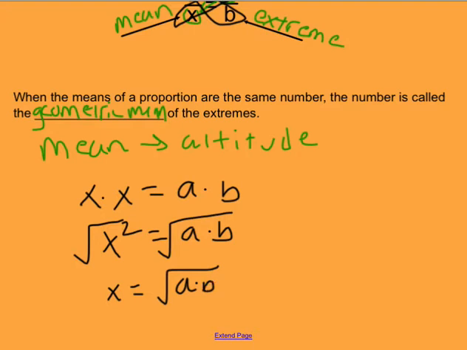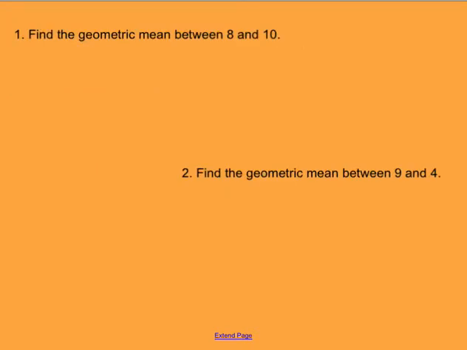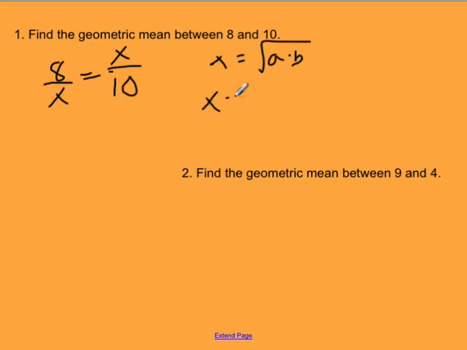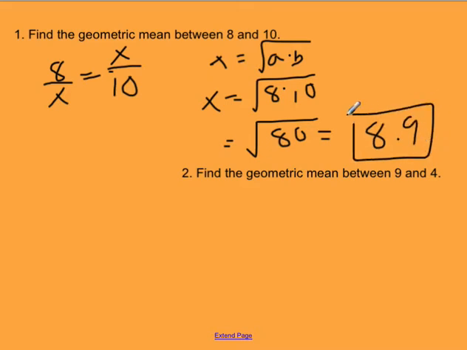So let's take a look, first of all, at some straightforward problems: here are some numbers, calculate the geometric mean. On number 1, you could go through and set up the proportions, with a mean over the extreme and the other one. Or you can use that formula we just wrote down, x is equal to the square root of a times b. That's a lot easier. All we're going to do is say that x is equal to the square root of 8 times 10. Well, 8 times 10 is 80, so x is equal to the square root of 80. When you punch that in your calculator, you end up getting 8.9. So the geometric mean between 8 and 10 is 8.9.